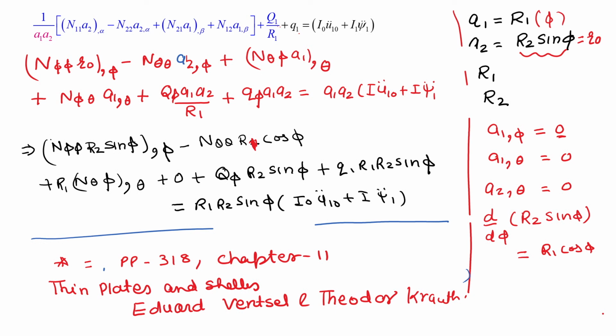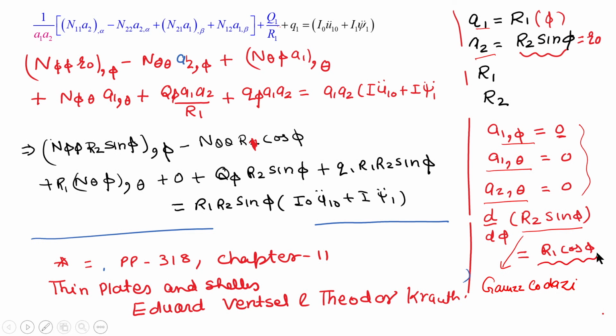One important point is here: if you want to know a1 comma phi or a1 comma theta, or a2 comma theta, then they will contribute 0, but a2 comma phi, that is the derivative of a2 with respect to phi, is r2 sin phi. So, using the concept of the Gauss-Codazzi equations, that gives you r1 cos phi.